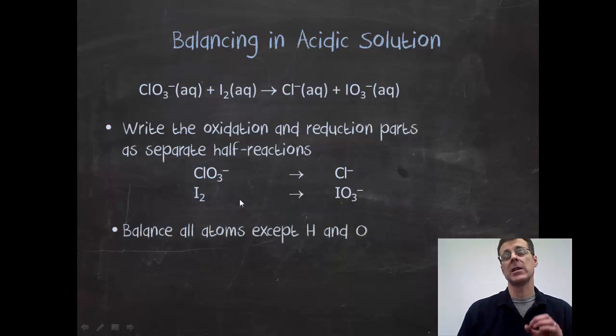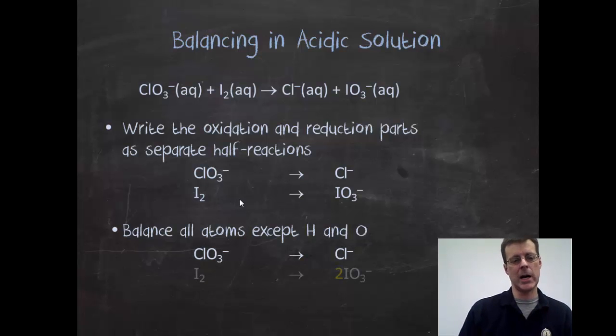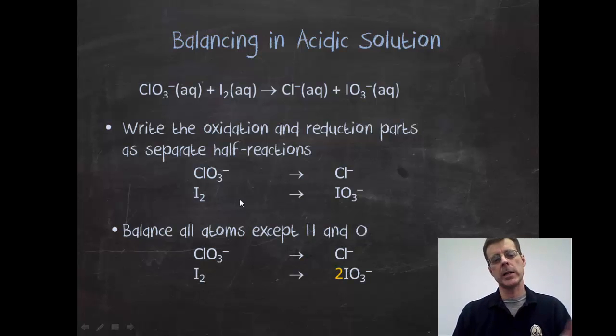Second step is I balance everything except hydrogen and oxygen. It's in acidic solution, so I've got H+ and I've got water. So I've got other sources for hydrogen and oxygen, so don't worry about those just yet. The only thing I really have to do with that one is the iodine. Going from iodine to the iodate, I need to have a 2 in there. And that takes care of balancing the iodine. Chlorine was already balanced, so 1 on either side.